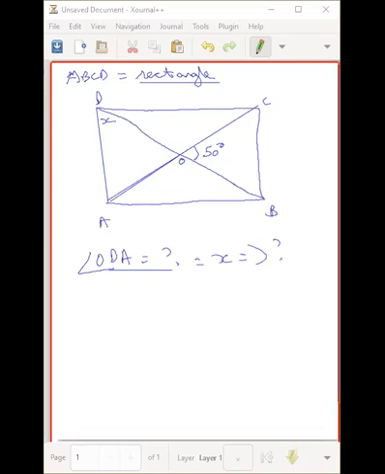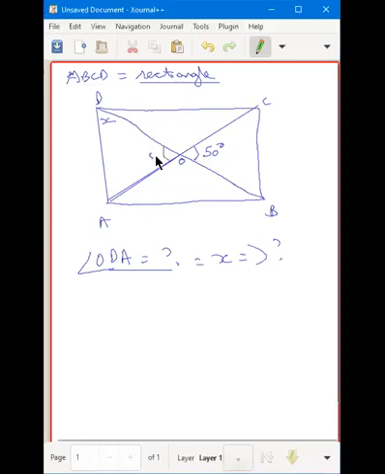Okay, Rishima, unmute yourself. Yes, sir. So we're given a rectangle and we're given one angle as 50 degrees. So immediately when I see this angle, what can I find out? Opposite angle DO is 50 degrees. Okay. Now we need to find out x.